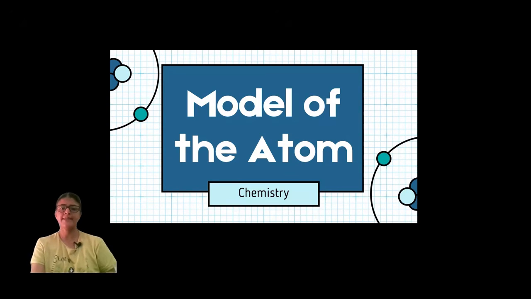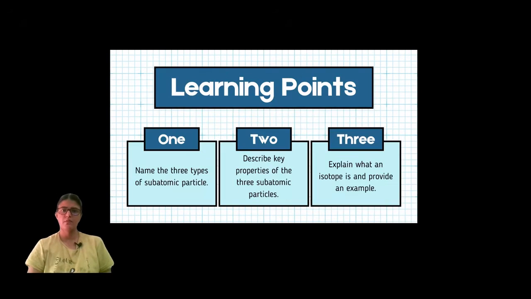Now let's see the learning points. What are the learning points? First, we will name the three types of particles we will see. Second, we will describe the properties. And third, we will explain what is isotope along with the examples.